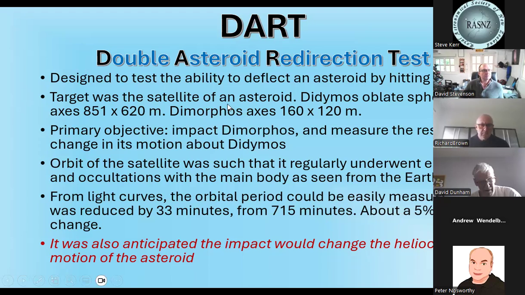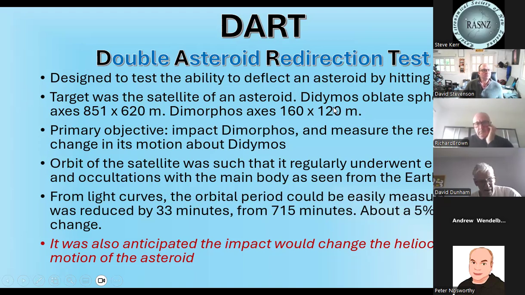The target was a satellite of an asteroid. The main asteroid, that's the size of it in meters, and the target 160 by 120 meters. Think of something about the size of the Melbourne Cricket Ground, but a ball size, that size.